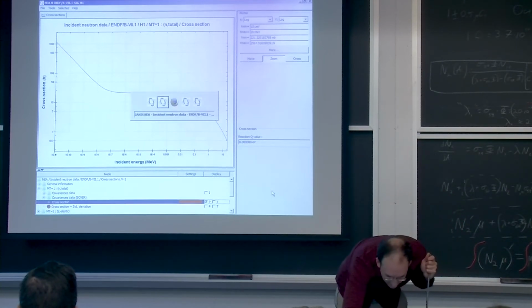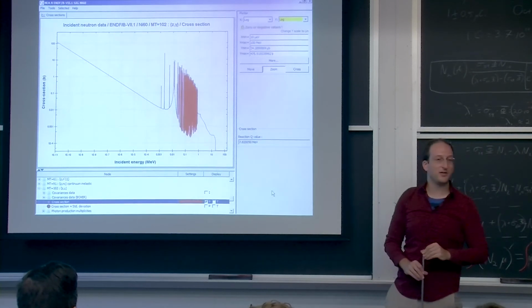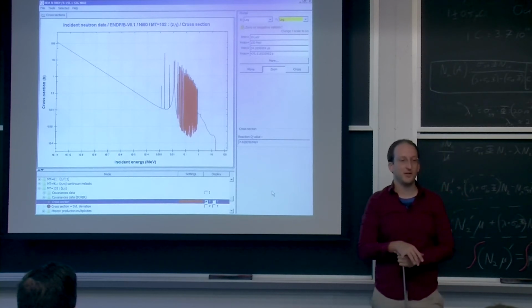The other one, where was it? The other one, no, I don't expect you to be able to predict this. But you will learn why the resonances are there and why they take the shape that they do.